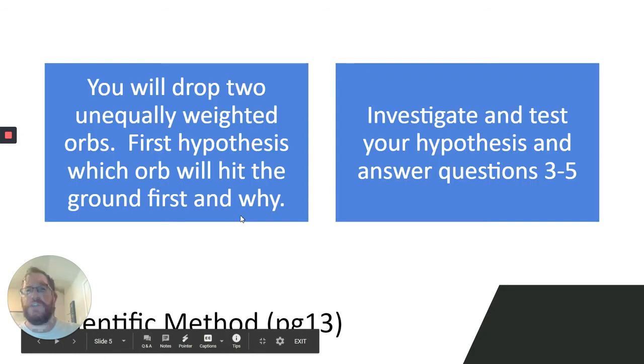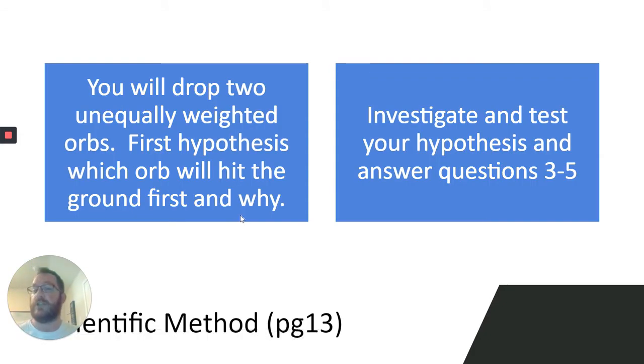The next one that shows up in the book on page 13 is taking a look at a specific question. It is talking about taking unequally weighted orbs and dropping them. They specifically say a cork orb and a lead orb that are the same size, equally sized, and dropping them to see which one lands first. The hypothesis may be that the heavy one lands first. But that's what you're going to figure out.